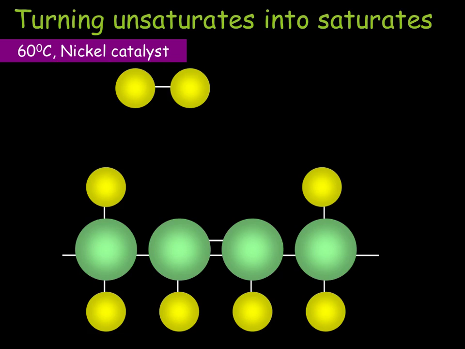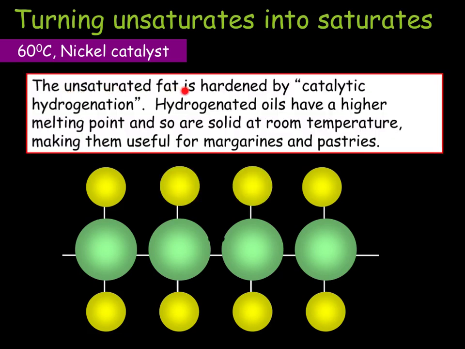We then bubble our hydrogen gas through our liquid unsaturated fat. This then causes the double bond to break and the hydrogen atoms to be added, forming our saturated fat. This means that the unsaturated fat has been hardened via catalytic hydrogenation. Hydrogenation, as we have added hydrogen, and catalytic due to the fact that we used a nickel catalyst. Hydrogenated oils have a higher melting point and so are solid at room temperature. This means that we can use them for margarines and pastries.